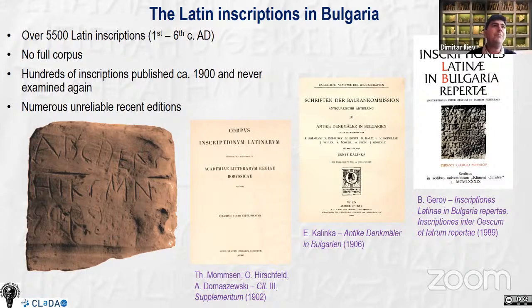And there are some later publications, some of them in recent decades coming in large numbers, but a lot of them are not really reliable. Some of the Latin inscriptions also found their place in the CIL series, predominantly in volume 3. But as you can see, this is Mommsen and Domaszewski's edition from 1902, and from there on, they also went untouched and unmentioned further.